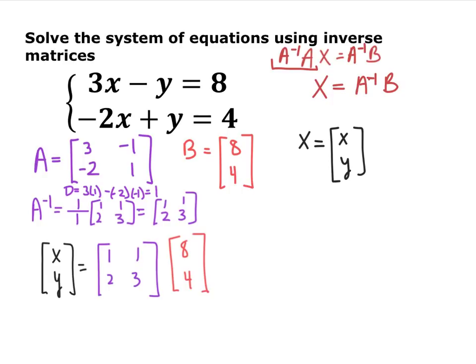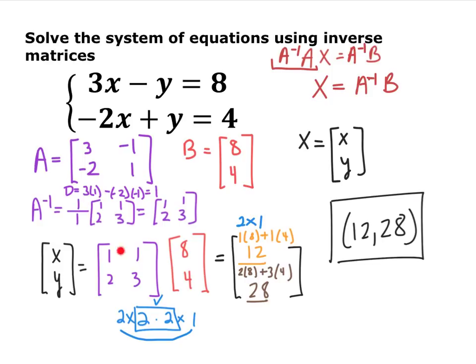Now we're going to multiply A inverse times B. We set up the equation: X, which is the matrix x, y, is equal to A inverse, which we found, times B, which is the answer or constant matrix. We're multiplying a 2 by 2 matrix times a 2 by 1 matrix, so our inside dimensions are the same, which means our resulting matrix is a 2 by 1, which is what we want to match our x, y matrix over here. Go ahead and pause the video and do that matrix multiplication.